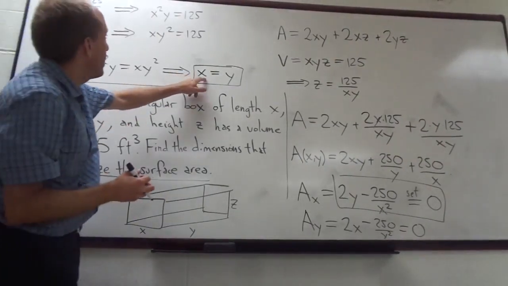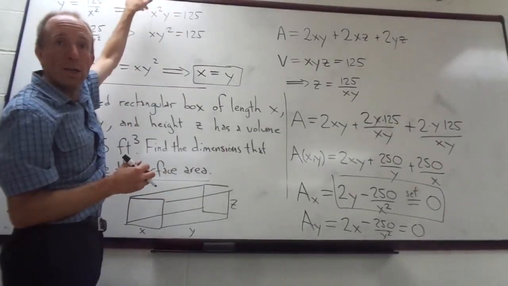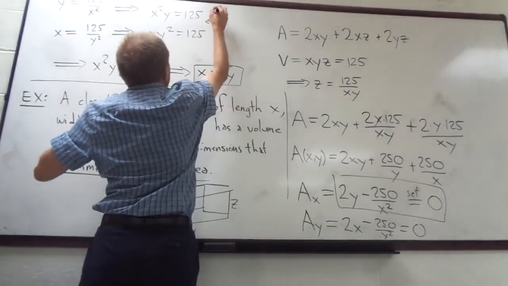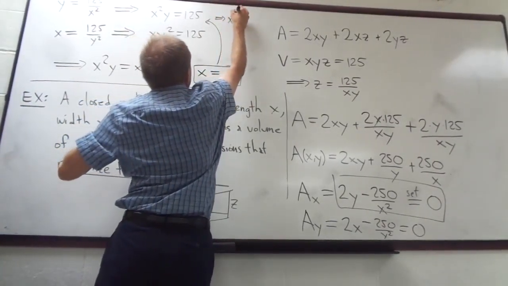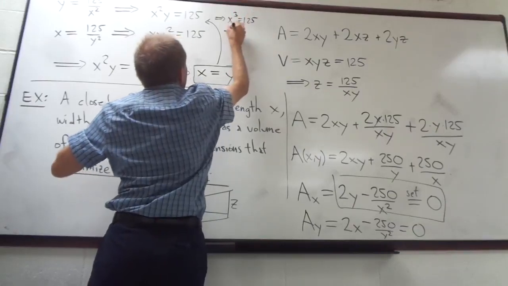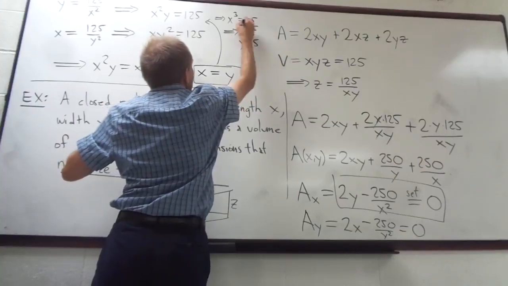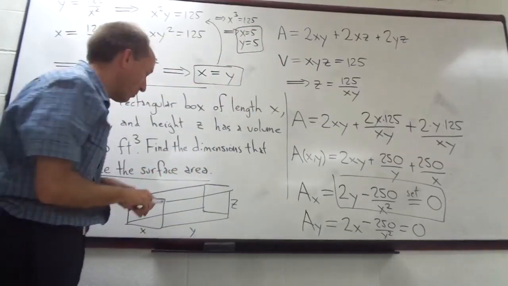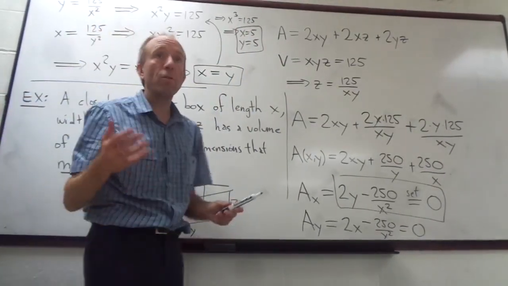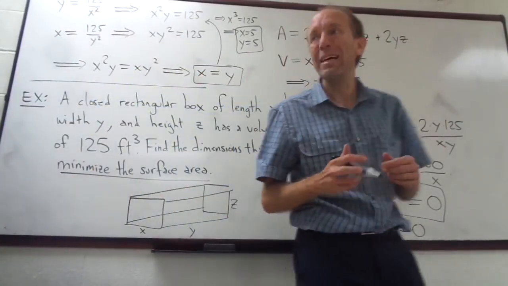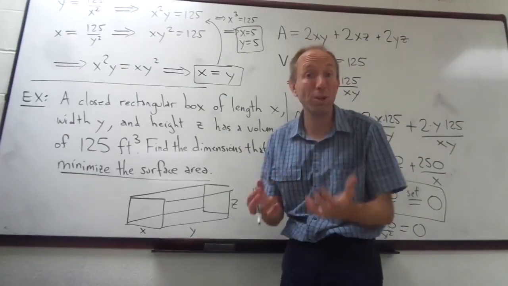If I put that information back into either one of the first two equations, I can see, for example, if I come back up here, that x cubed will equal 125. And that means that x is equal to 5, and since y is equal to x, y will also be equal to 5. Guys, we have found one critical point. There's only one critical point here. It has to be the one we're looking for.